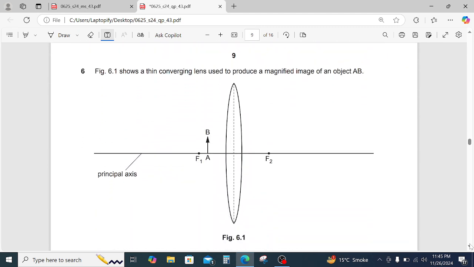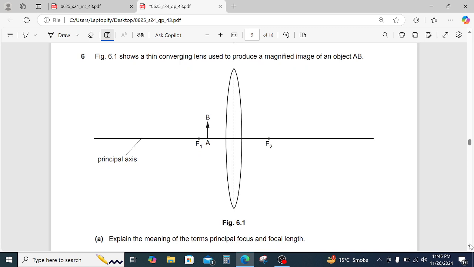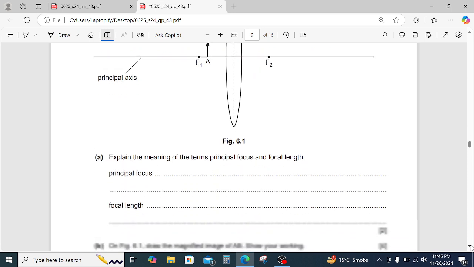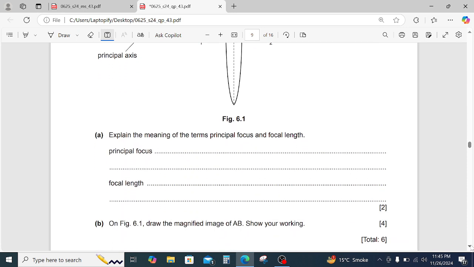Now this is very important. Figure 6.1 shows a thin converging lens used to produce a magnified image of an object AB. This is your converging lens, convex lens, and this is the position of your object AB. F1 and F2 are the principal focus. This is the line which is passing through the center of that converging lens, the principal axis. Explain the meaning of the term principal focus and focal length.